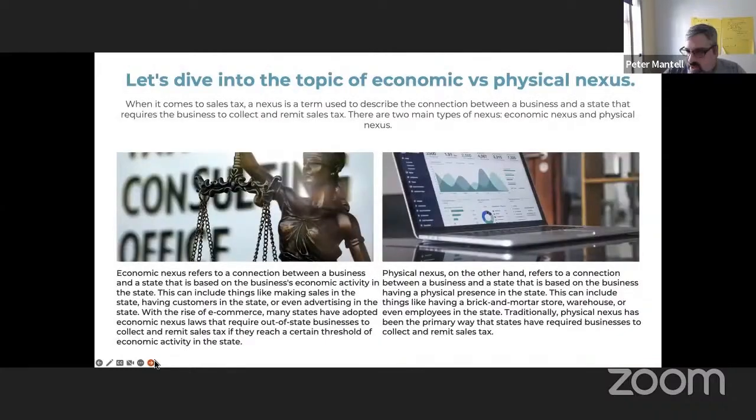All right, here we go. Economic versus physical nexus. We've heard this a million times, and we probably are still scratching our heads as to what the heck it is. I'll be honest with you, the feds and a lot of the entities didn't do a very good job defining things in layman's terms for the average person that wants to comply. So I'm going to try to simplify this as much as possible.